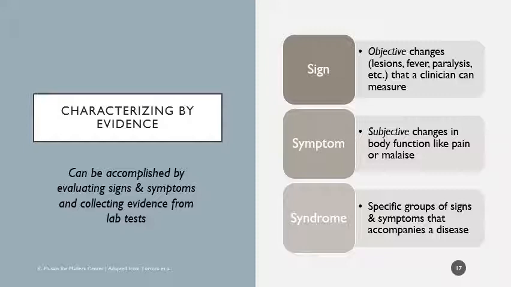A symptom is a subjective change. It's something like a patient's pain level or general feelings of malaise. For example, in the earlier example of the rash, which is a sign, the itchiness of that rash, how it makes the patient feel, is a symptom. And then a syndrome is when you have a consistent grouping of signs and symptoms that accompany a disease.